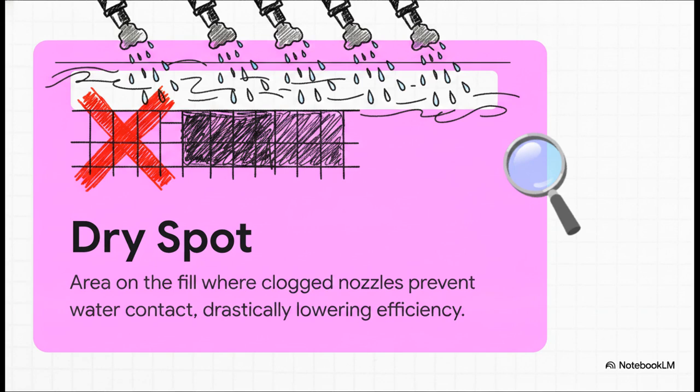But there's a massive risk we have to watch out for. The absolutely crucial point here is avoiding what's known as a dry spot. If these nozzles get clogged up with scale or random debris, the water won't spray evenly, so you end up with patches of the cooling tower that stay totally dry. And when air passes through a dry spot, zero evaporation happens. Honestly, it's a catastrophic failure because the entire system's efficiency just plummets instantly.